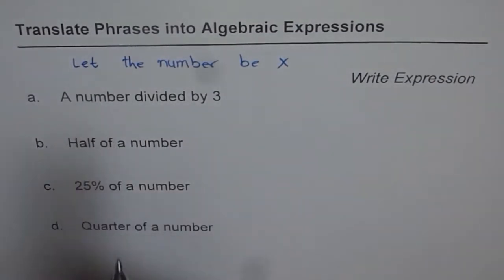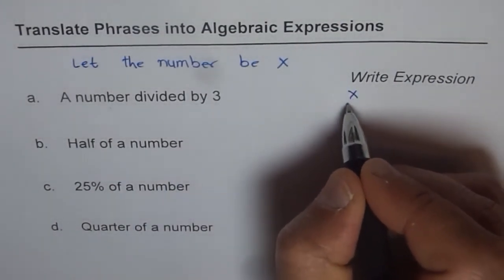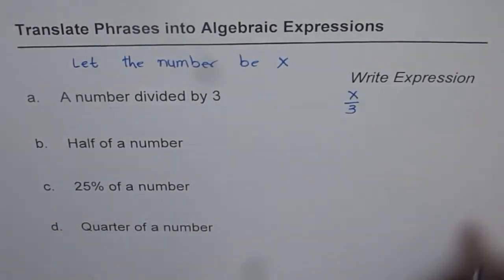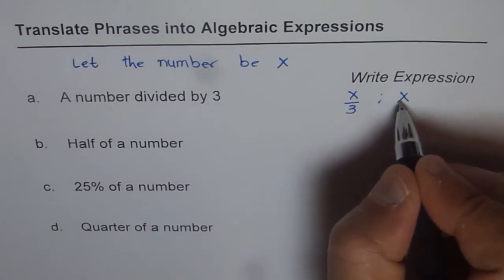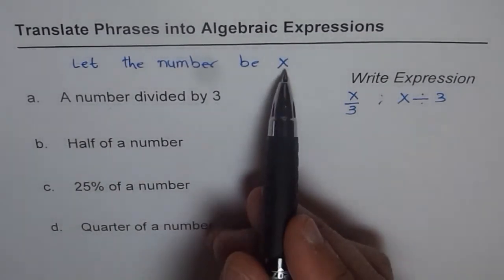A number, that means x divided by 3. So say x divided by 3. So that is one way of writing. The other way is x over 3, right? Both are correct. Do you see? A number is x for us.